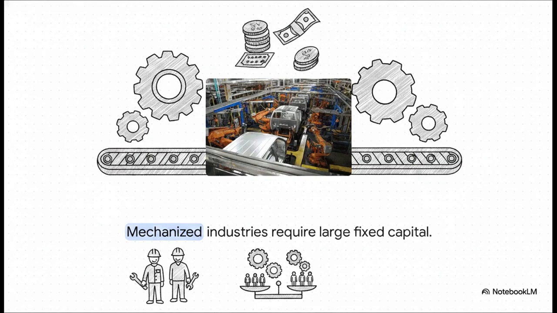Factor number 3 is the choice of technique. If a company, say Maruti Suzuki, chooses a highly mechanized, capital-intensive technique of production, we're talking advanced robotics and automated assembly lines, they're going to need enormous fixed capital. Conversely, if a business uses a labor-intensive technique that relies mostly on manual workers, their fixed capital requirement drops significantly.